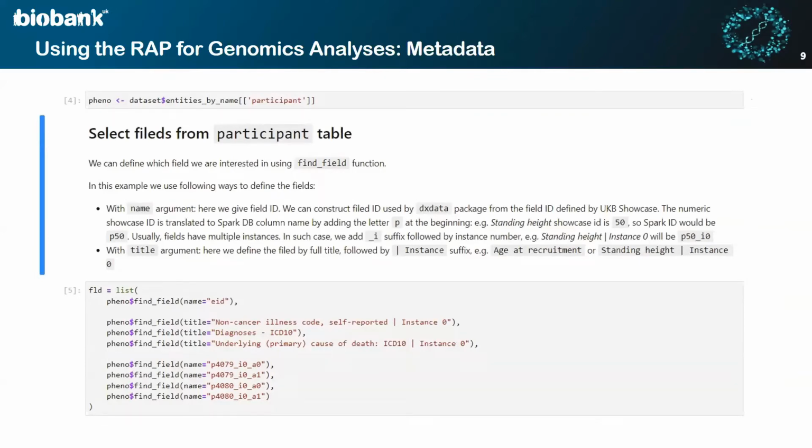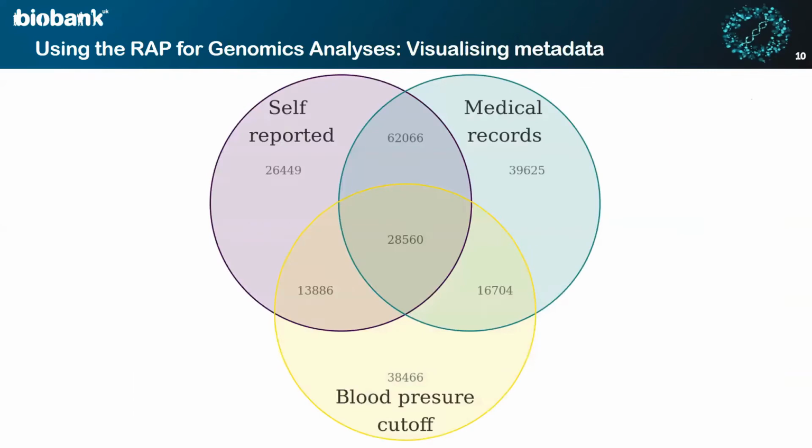So you can just grab the phenotypic data as shown in this first slide. Then you can mix and match the phenotypic data. So for example, this slide is showing the number of participants that showed some kind of indication of hypertension. We can use the self-reported hypertension that participants reported during the initial interview. We can use the extract from the medical records, and we can use the blood pressure cutoffs. And as you can see, we can mix and match those to make our cohort best suited for the research questions we want to ask.